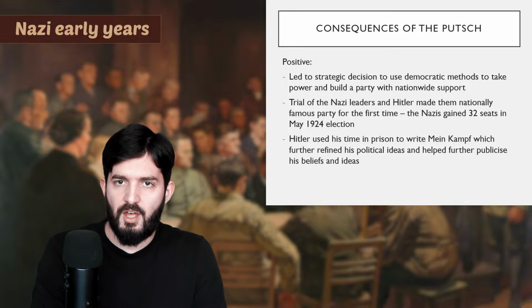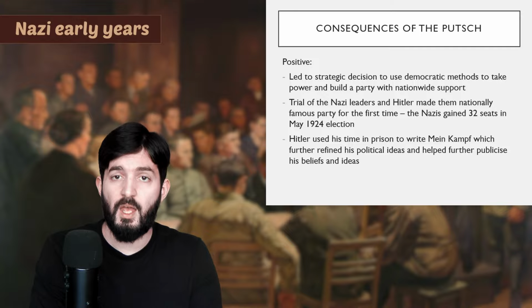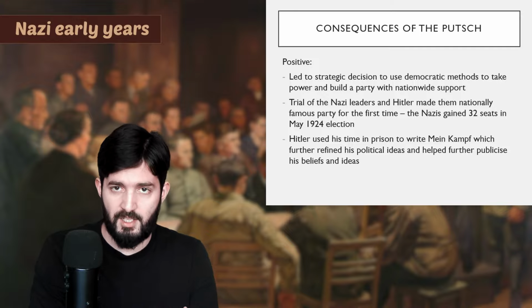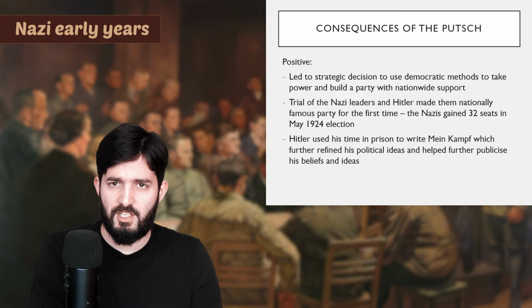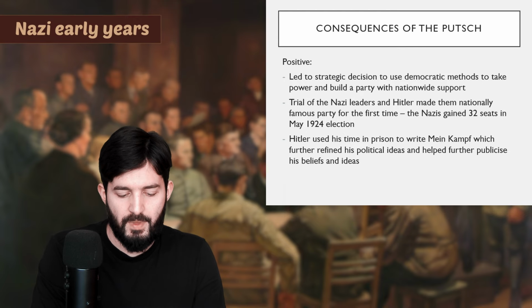And the Nazis gained 32 seats in their very first election, despite Hitler being in prison, because the trial of the Nazis, because of the putsch, gave them publicity. So it failed in the short term, but long term made them nationally relevant.